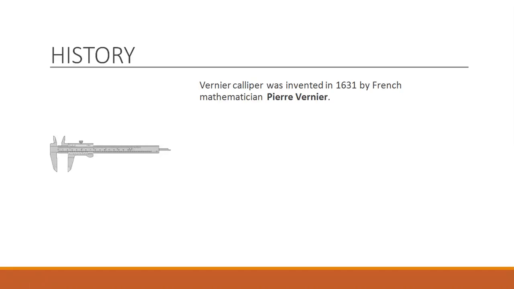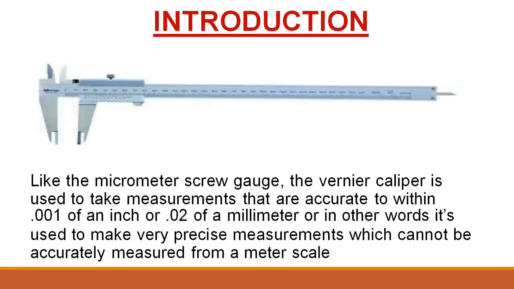So here is the vernier caliper. We will see its history. If we talk about the vernier caliper, it was first invented in 1631 by a French mathematician named Pierre Vernier. After his name, Vernier, this instrument or tool was named the vernier caliper. So that is the vernier caliper's introduction.